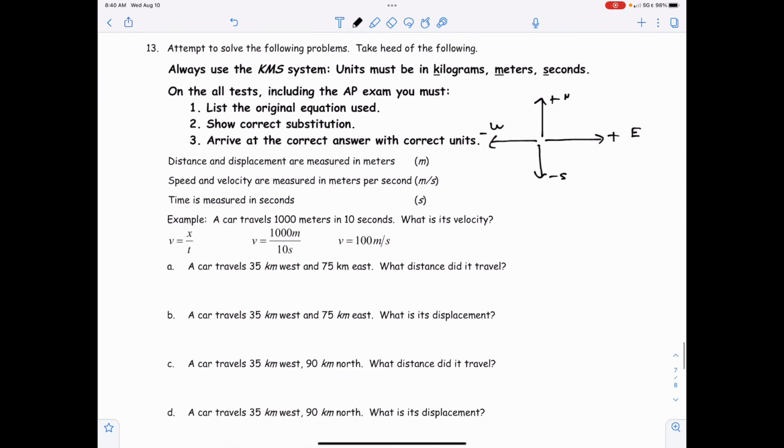So if we're going 35 kilometers west, let's draw an arrow going to the left, 35 kilometers. Okay, and then it's going 75 east, so it's going a little more than twice that to the east. Okay, what distance did it travel? Well, just add them up. 35 plus 75 gives you, let me see, what, 110? 110 kilometers.